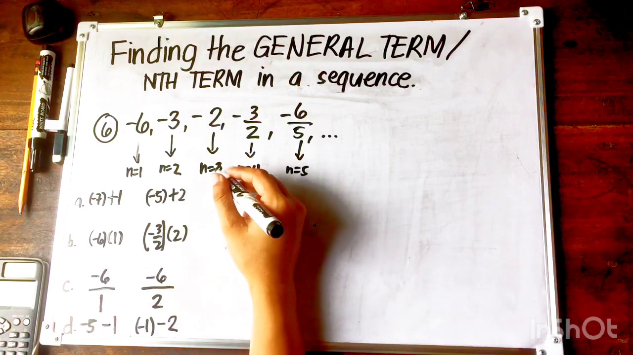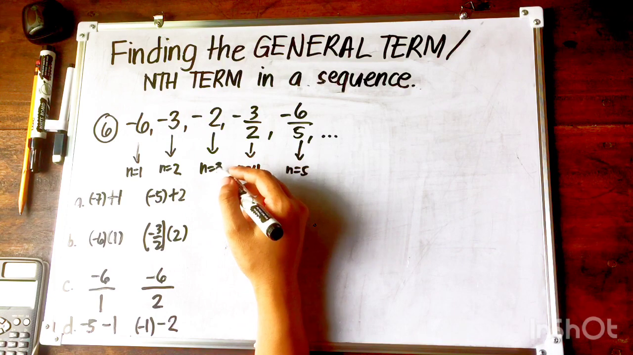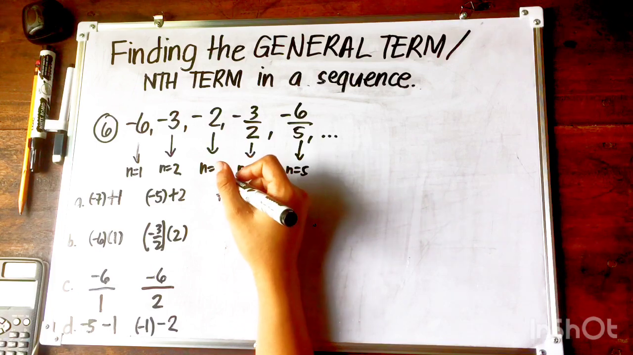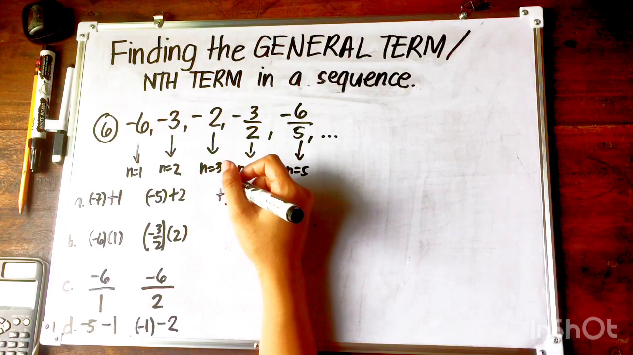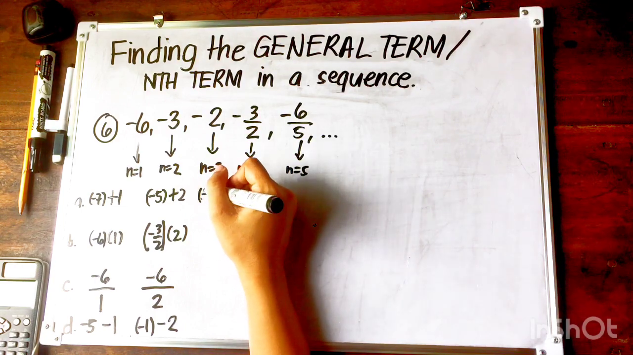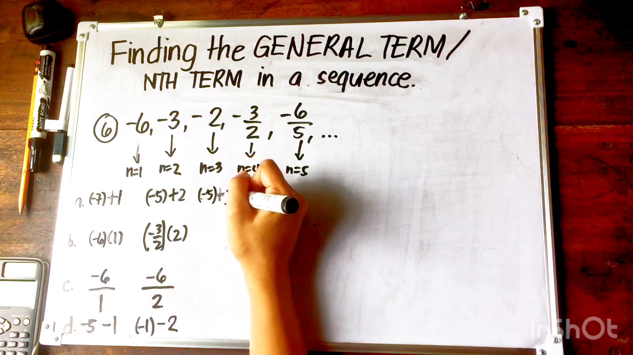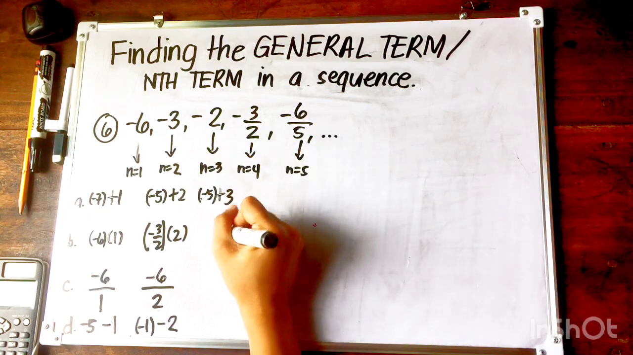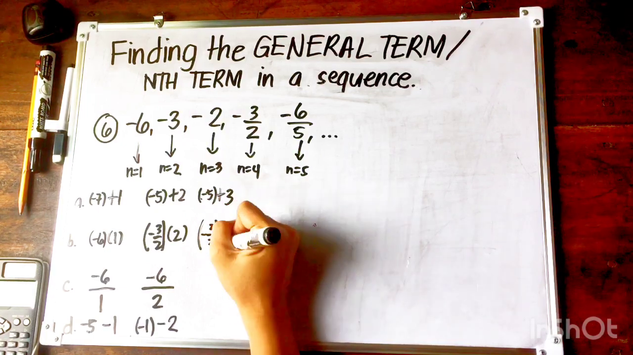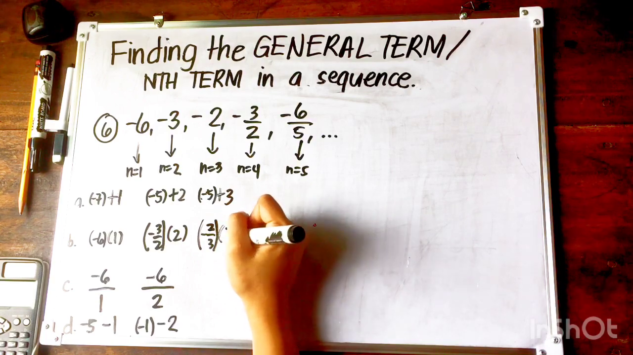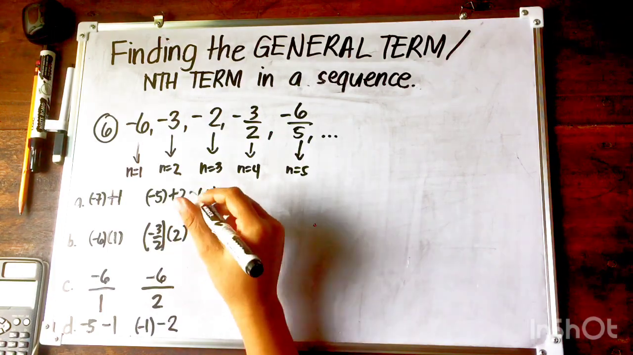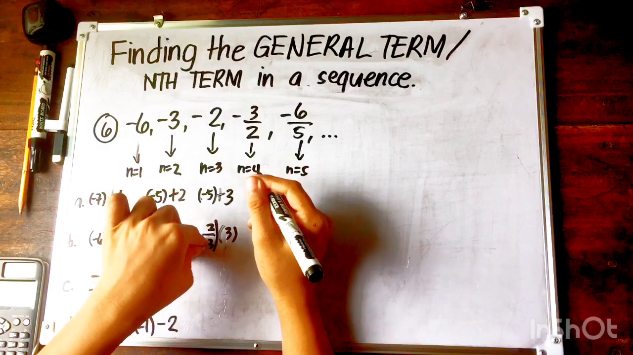Let's try for n equals 3. How can we rewrite negative 2 in terms of 3? So, kung addition naman, ang i-add ko kay 3 para maging negative 2 ay negative 5. Diba? Negative 5 plus 3 is negative 2. Next, ano i-multiply ko kay 3 para maging negative 2? So, that is negative 2/3. Diba? Negative 2/3 times 3 is negative 2. Okay? Negative 2/3 yan, class. Tumikit na yung negative.